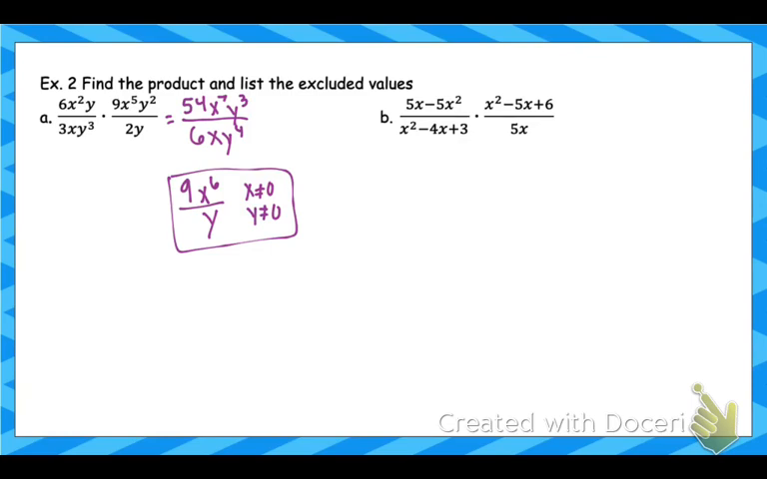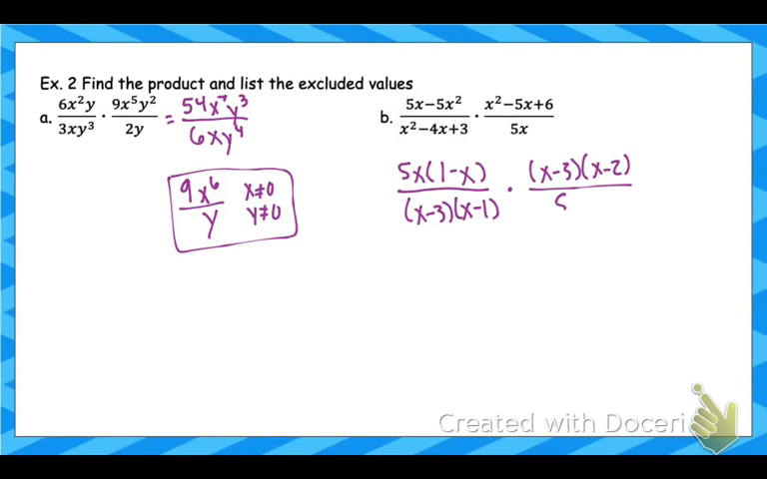All right, so now let's look at a problem that's going to look more like the rest of the questions that we're going to see. So whenever we have problems like this, the first thing we want to do is factor. Everything that we can factor, we need to factor. So I'm going to start by factoring the top left. There's a GCF of 5x there. That leaves me with 1 minus x. The bottom, that's going to factor into x minus 3 and x minus 1. This is x minus 3 and x minus 2. And this is 5x.